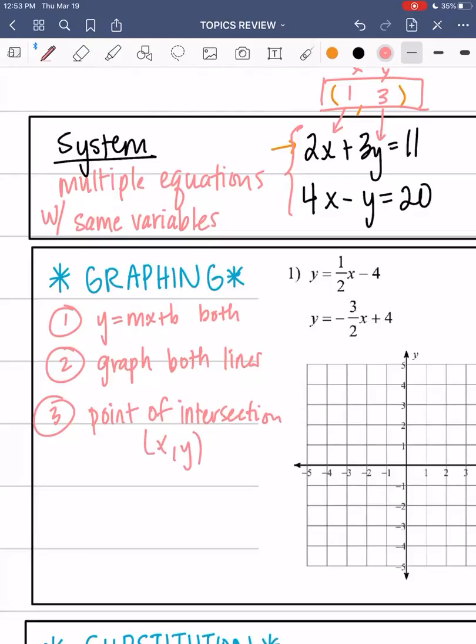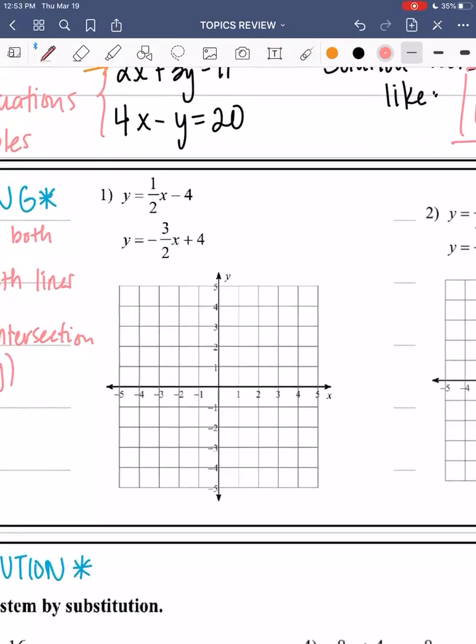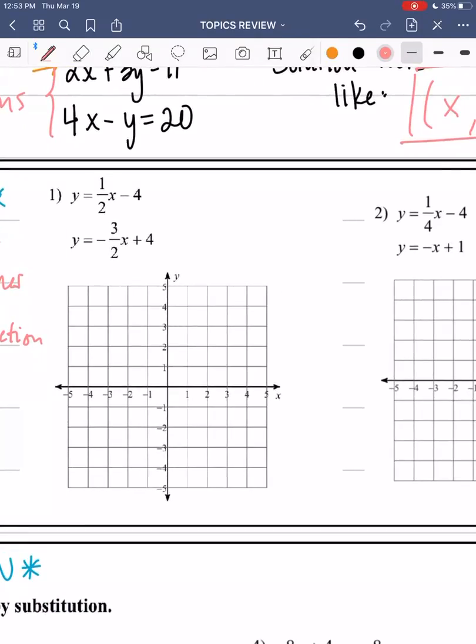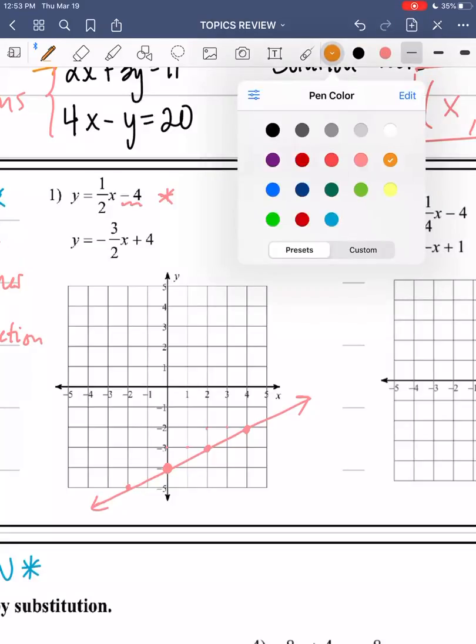x, y. Okay, so let's do this one. y equals 1/2 x minus 4. It's already in y equals mx plus b, so let's just graph it. We have a minus 4, meaning we have a point right here, minus 4. And then we have a slope of 1/2. So that's rise 1, run 2. Rise 1, run 2. Okay, so here's our first line. It's like this, just like that. I'm going to get a different color, more different than that. How about this blue color?